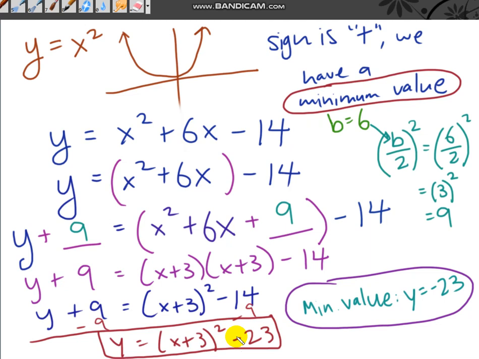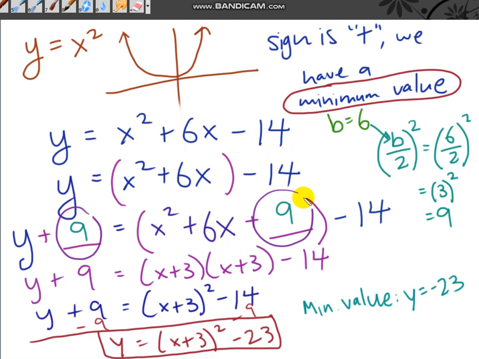Now, I forgot if I mentioned this in the other video or not, but I should probably have explained the purpose of this here. The purpose is that if you do something to one side, you have to do it to the other side. So when you do this thing called completing the square, if you're adding 9 to this side, you have to add 9 to the other side, if that makes sense.